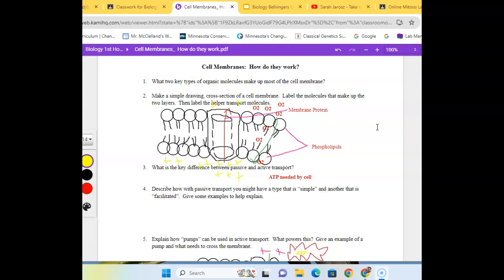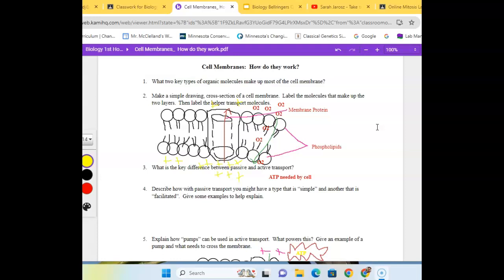Okay, what's the key difference between passive and active transport? The key difference is active transport requires ATP spent by the cell. ATP is the molecule that cells spend to do work. It's their spendable energy. So when you get food digested and you break it down in your cells, glucose for example, you are trying to build up a store or supply of ATP that your cells can spend for energy.